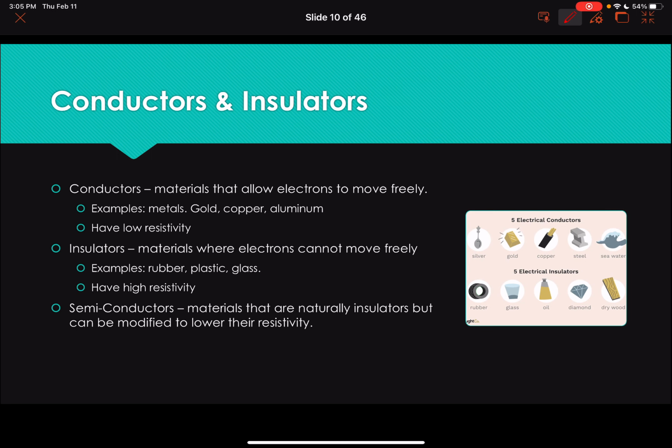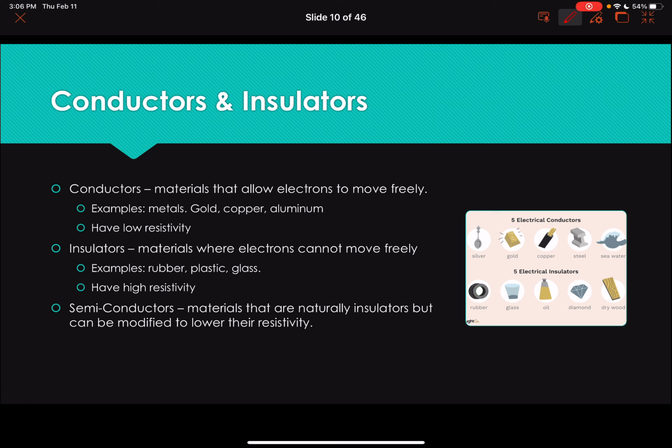Conductors and insulators. So these are just terms you need to know. Conductors are materials that allow electrons to move freely. So these are things like metals, gold, copper, aluminum. These are things that you would think of that conduct electricity. So conductors have low resistivity. That's why they're conductors. They have low resistance to electrons flowing through them. And then we have insulators. Insulators are materials where electrons cannot move freely. Like rubber, plastic, glass, they have high resistivity. They really resist electrons trying to flow through them, and so they don't conduct electricity.